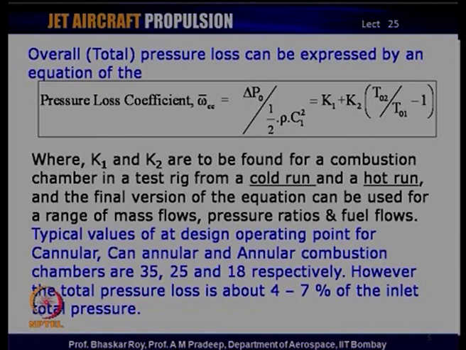Now, the typical values of design operating point for various kinds of combustion chambers, that is the cannular, the can type and the annular combustion chambers, are typically of the order of 35, 25 and 18 respectively. These are again, as I said, ballpark figures. The total pressure loss, taken as a fraction of the total pressure delivered to the combustion chamber from the compressor, could be of the order of 4 to 7% of the inlet total pressure.